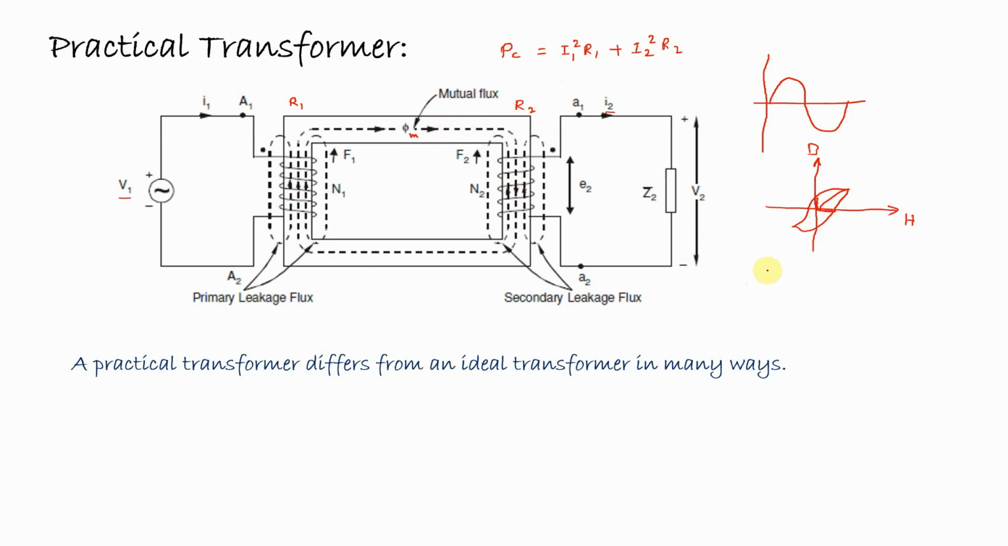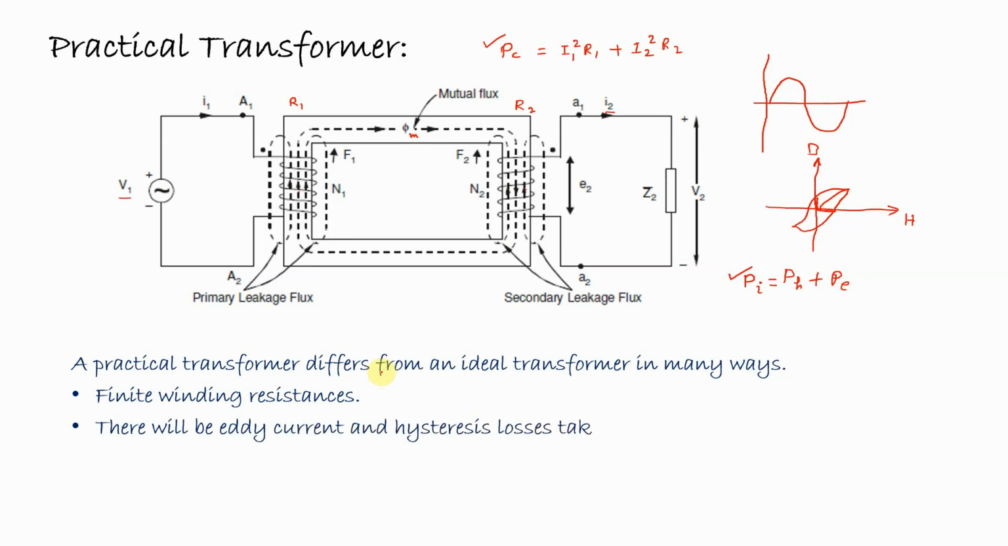So in practical transformers, there will be some hysteresis loss, there will be some eddy current loss, and these two losses occur in the core of the transformer, which is made of iron. That's why it is considered as the iron loss. So in practical transformer, there will be copper loss, there will be iron loss. So here, definitely there will be some resistance of the winding. There will be eddy current loss as well as the hysteresis loss in the actual transformer.